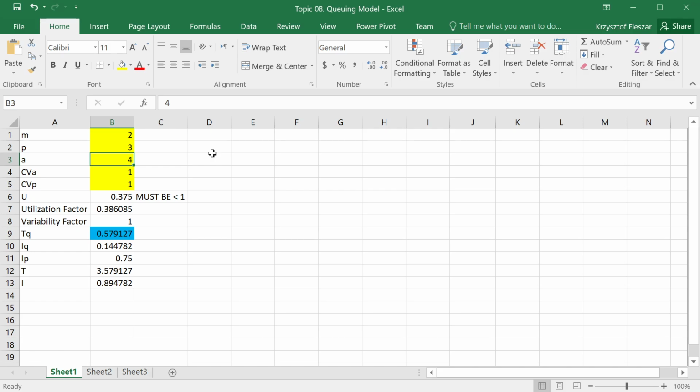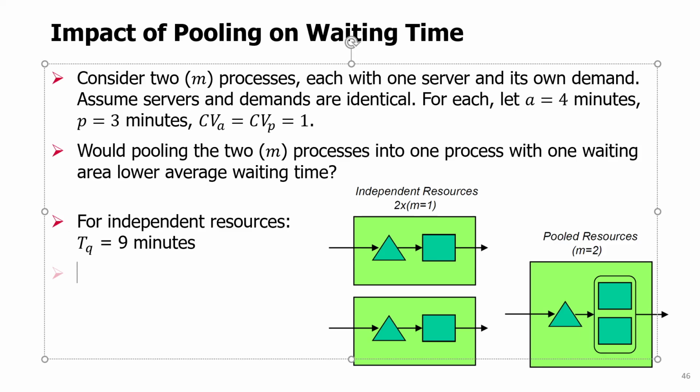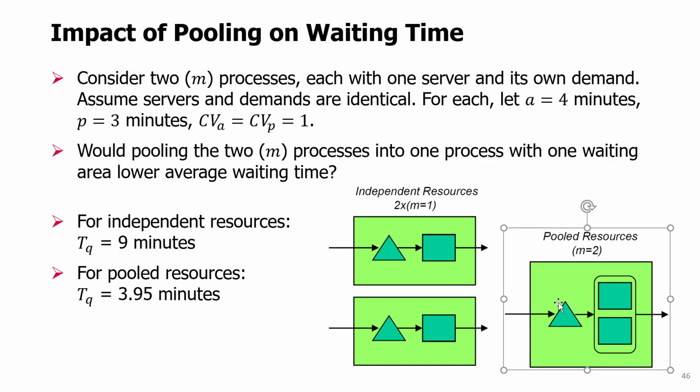If I have two customers arriving every 4 minutes, that's like one customer arriving every 2 minutes. So the inter-arrival time A has to be changed to 2. And this is actually everything we need to change. The average processing time is still 3 minutes, but there are now 2 servers. And so you will see that the average waiting time drops significantly. It was 9 minutes. It is just a little bit less than 4 minutes, 3.95 minutes. So going back to my slide, I can say for pooled resources, for this second picture here, the average waiting time is 3.95 minutes.